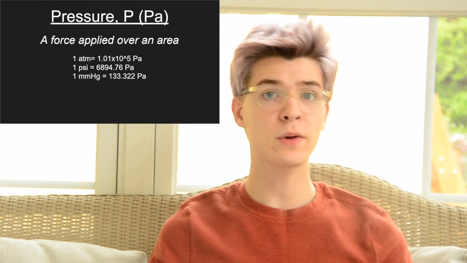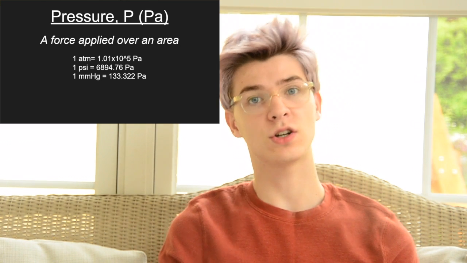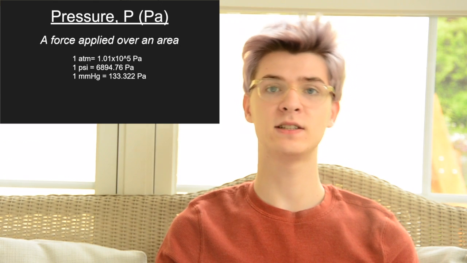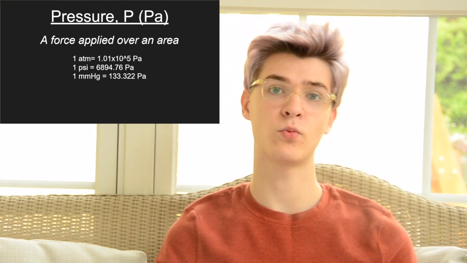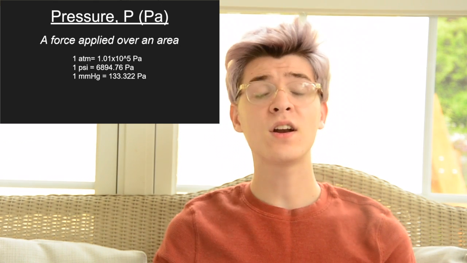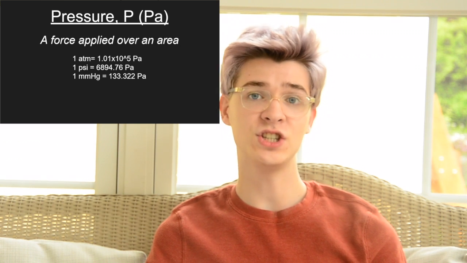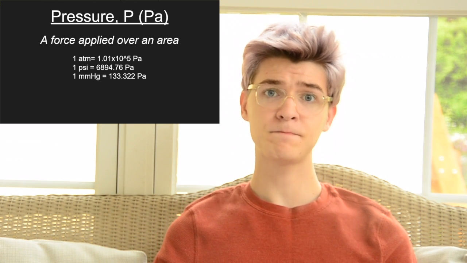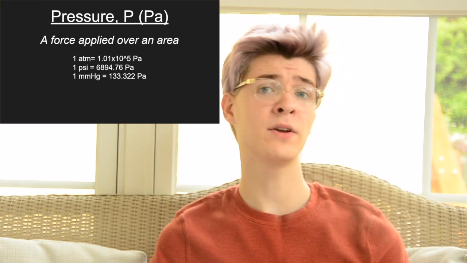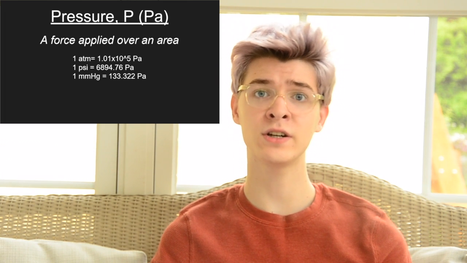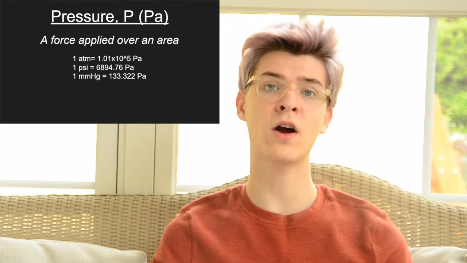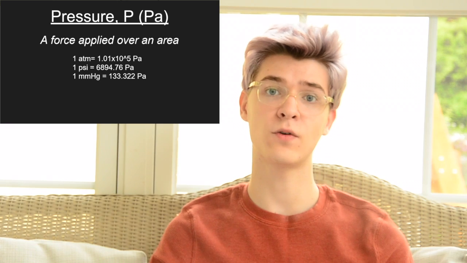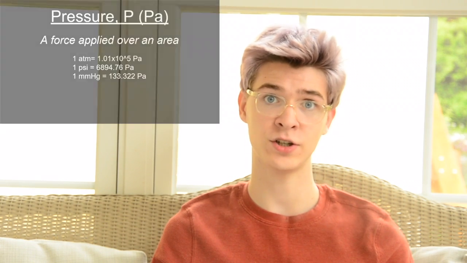The imperial unit for pressure is pounds per square inch, or PSI, which just means that 1 pound of force is exerted over 1 square inch of area. Another unit you may see is mmHg, or millimeters of mercury, and this unit comes from the use of a barometer, which is a device that measures pressure. It just represents how far up a tube mercury is forced by an external pressure.